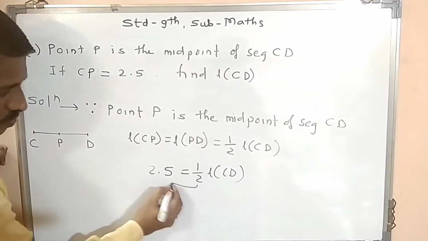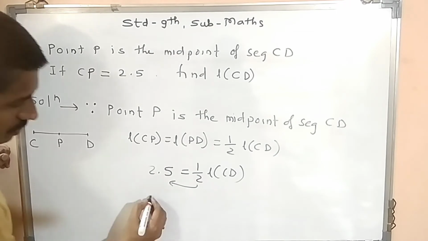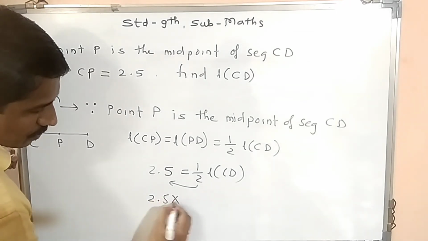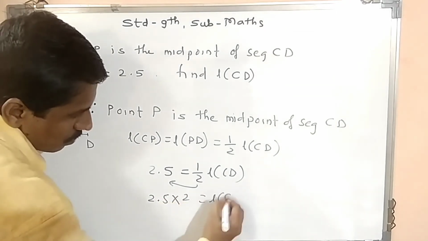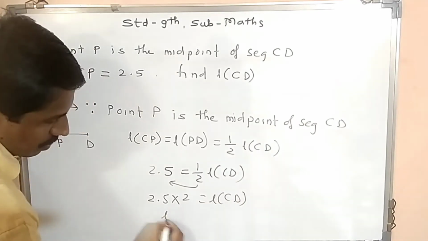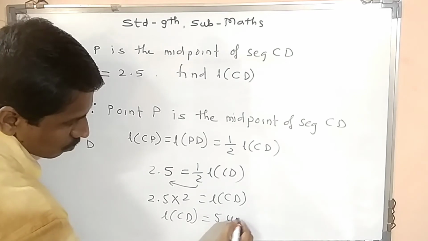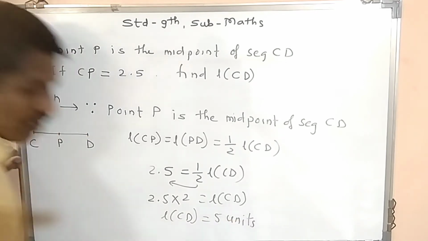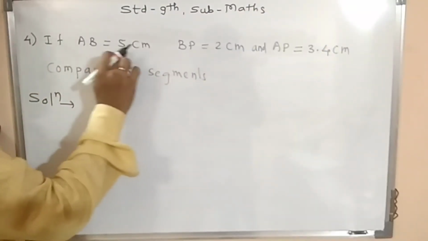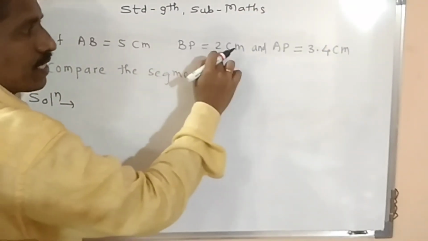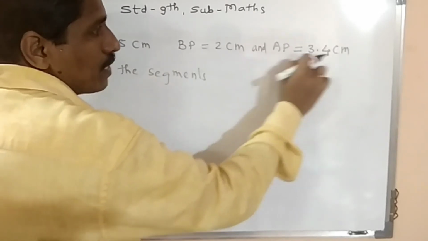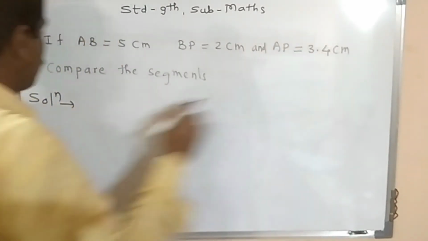So this 2 will become a multiplier: 2.5 into 2 is equal to the length of CD. So what will I get? Length of CD is equal to 5 units. If units are not given, you have to write only the number. If AB is 5 cm, BP is equal to 2 cm, AP is equal to 3.4 cm.